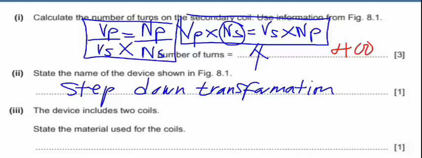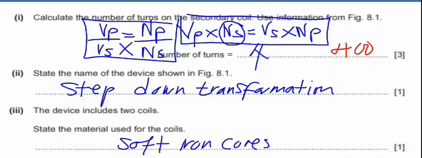Then as for Roman number 3, it is saying the device includes two cores. State the material used for the cores. Usually they use soft iron cores. So I'm just going to say soft iron cores. Let's see the next question.